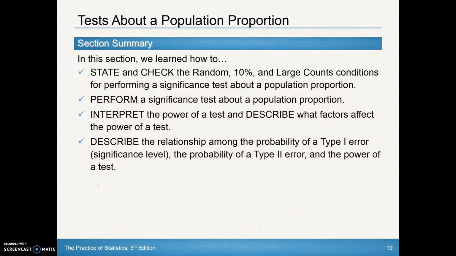There's our summary of all the items we should have learned in this section: being able to state and check the conditions for inference, performing a significance test about a population proportion p, interpreting the power of a test, describing what factors affect the power of a test, and describing the relationship between the probability of a type 1 error, which is the significance level alpha, the probability of a type 2 error, which is beta, and the power of a test, which is equal to 1 minus beta. All right. Good luck, and we'll see you in section 9.3.